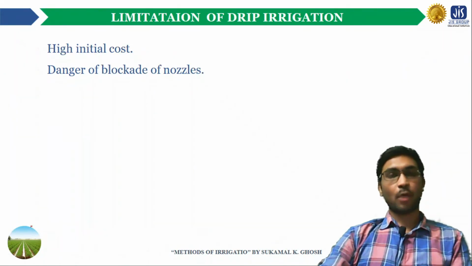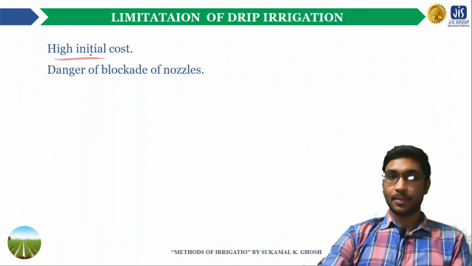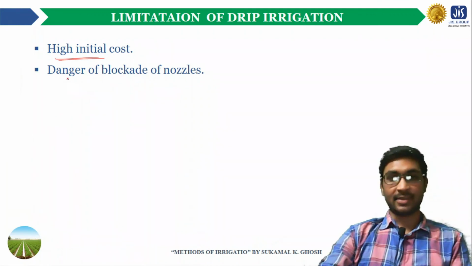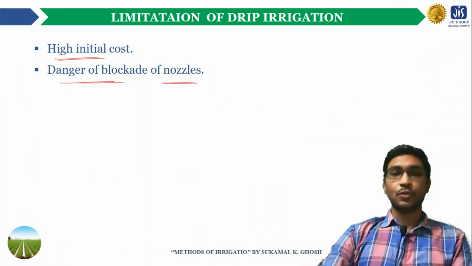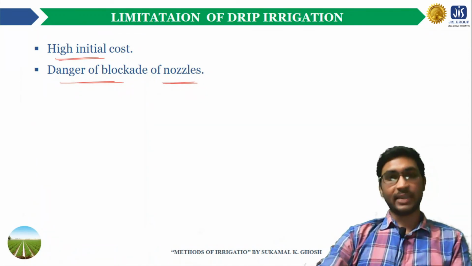so the main problem associated with the drip method of irrigation is its high initial cost. Apart from that, it also has a danger of blockage of the drip nozzles or the emitters. Okay. So this is all about the methods or the techniques of irrigation.